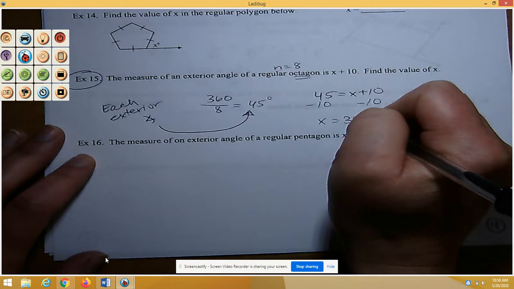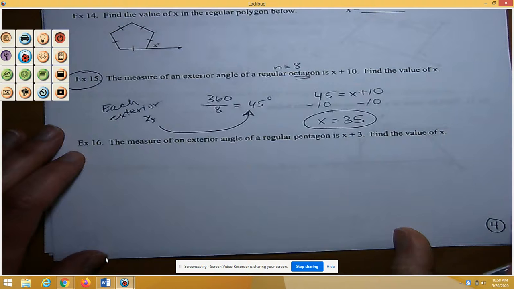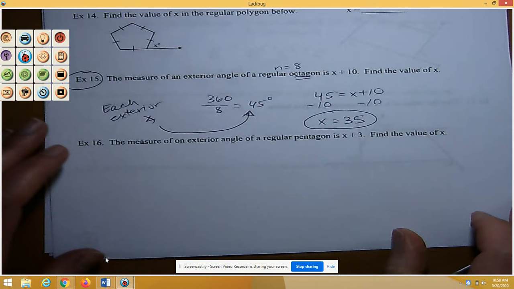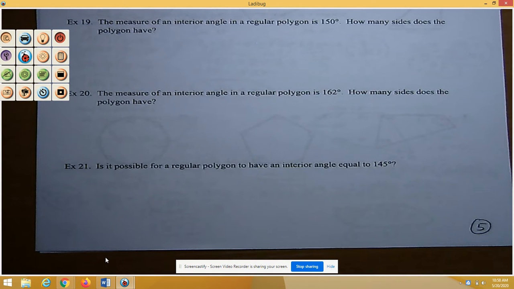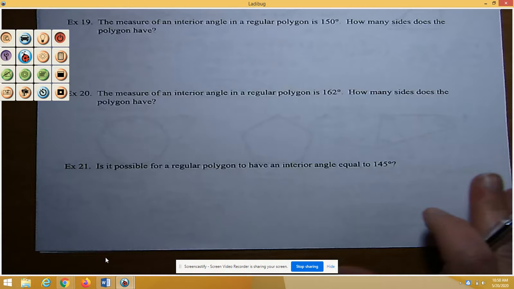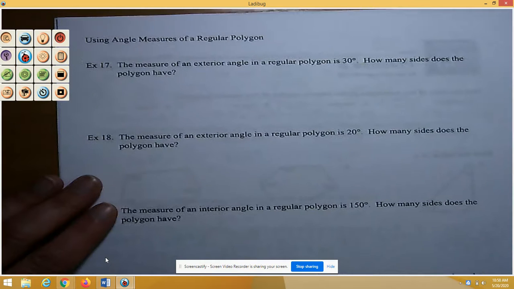Okay, so we find one exterior angle, I set it equal, and then I'm all set. All right, we're going to go on to our last page for notes today. So that's going to be page 5. All right, and now we're going to be doing some application questions. So I'm on the top of page 5 here, example 17. And again, look for those keywords.